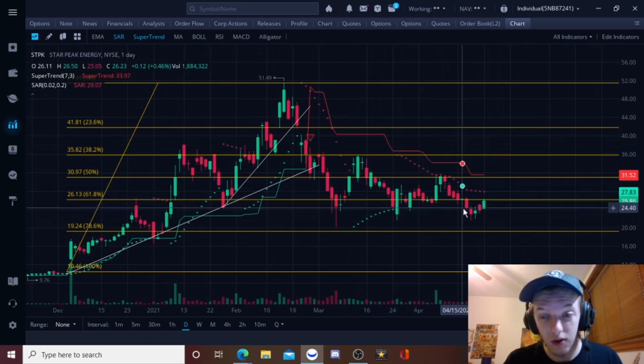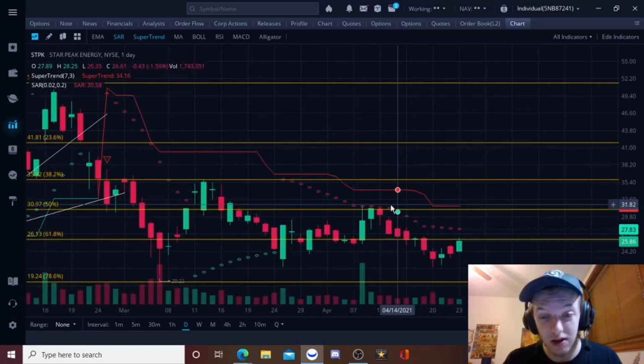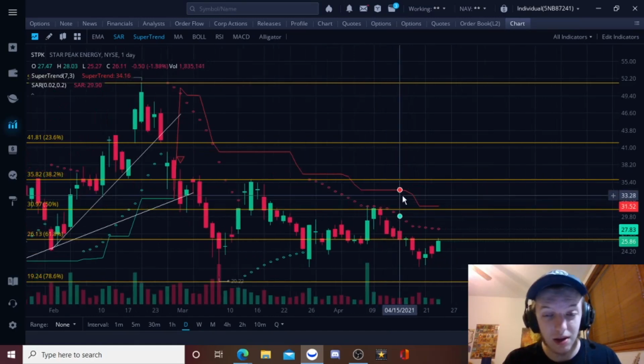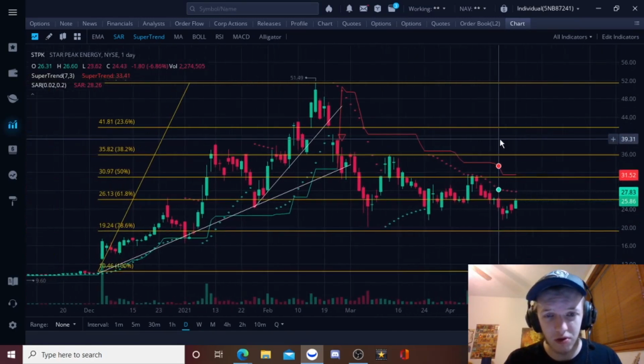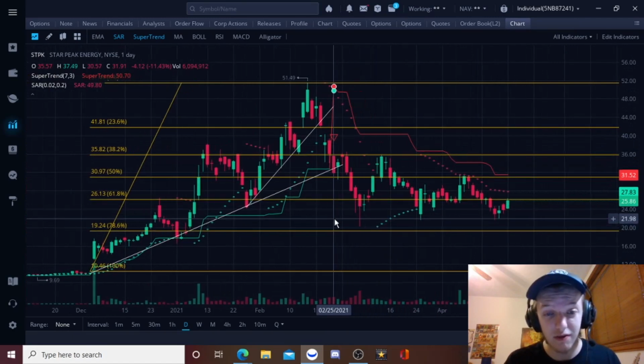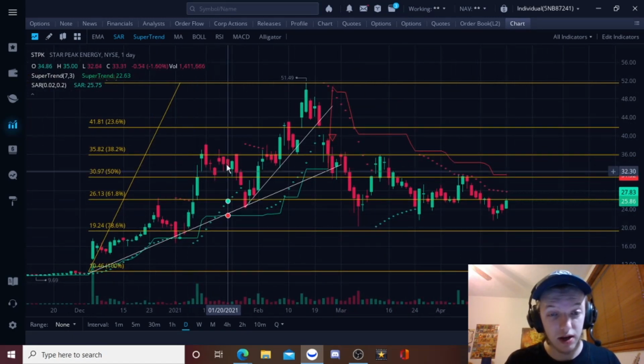Could have bought back in all the way down here, right? And you touch that. Look, here's another level of resistance, right? It rejected that price action. Price action rejected that parabolic SAR, right? Sometimes they do act as support and resistance levels. Here's your buy signal right here. Could have sold right here.